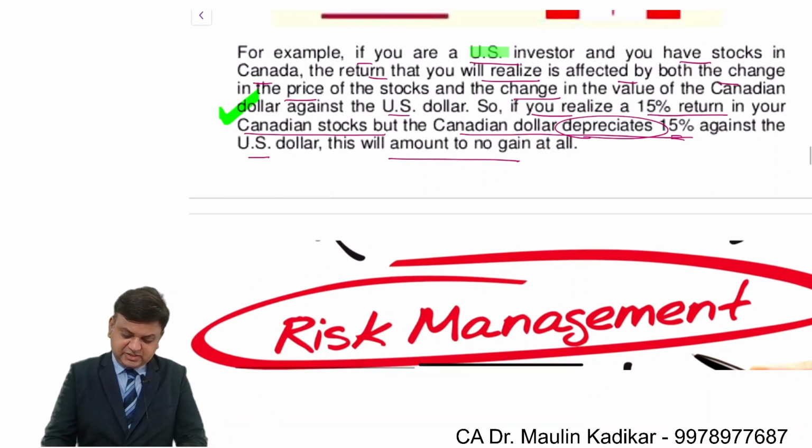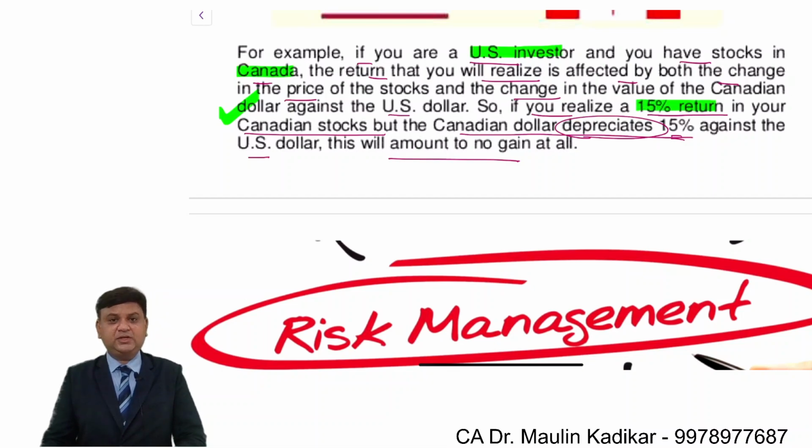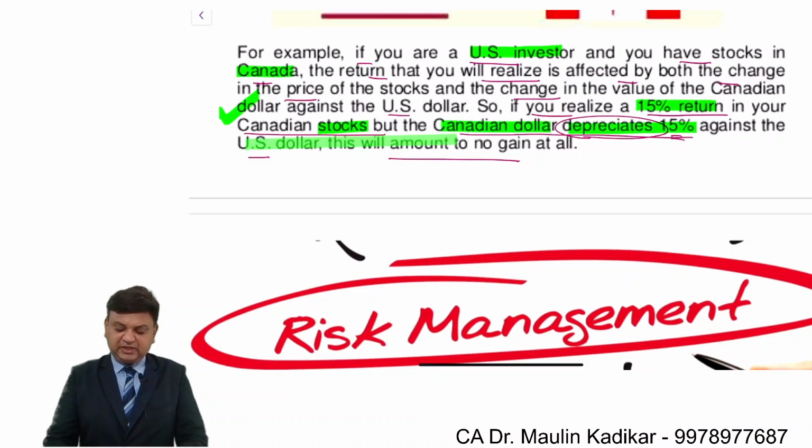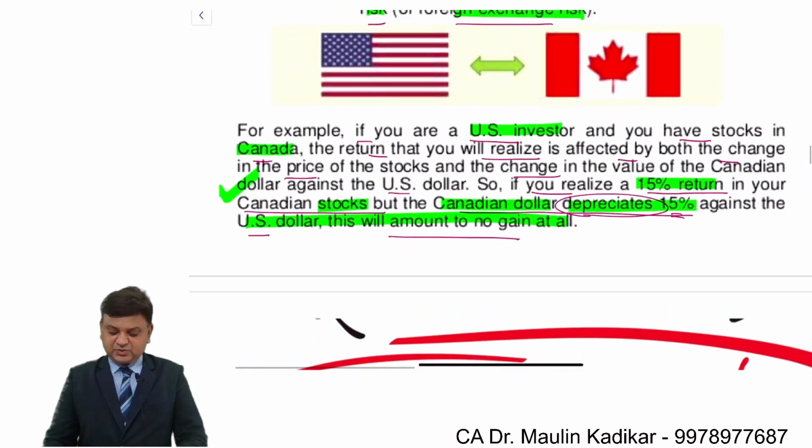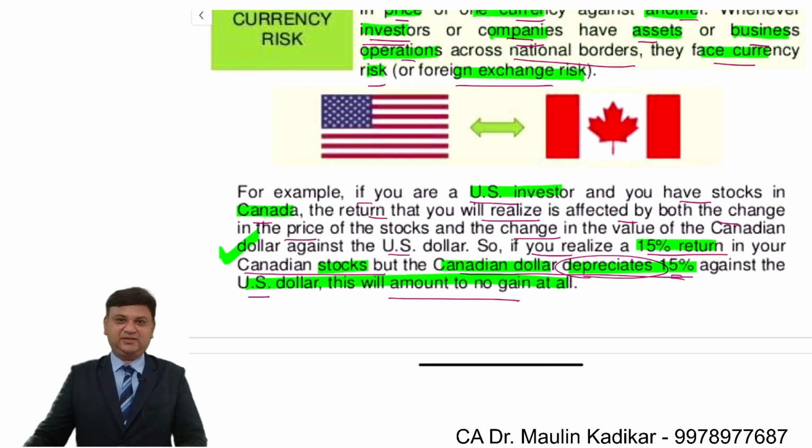A US investor made an investment in Canada, there is a 15% positive return in the security. However, the Canadian dollar depreciates by 15%. So ultimately the investor will have no profit, no loss. This is what we have already discussed.